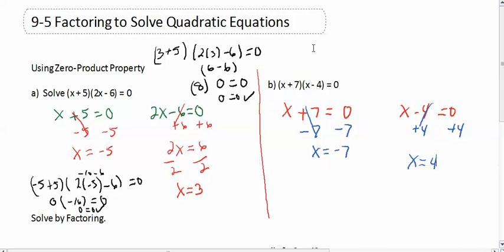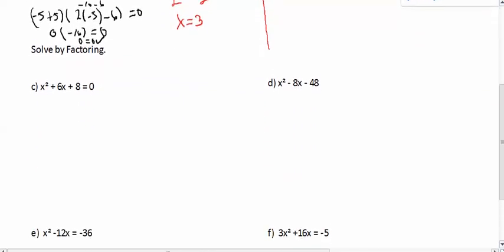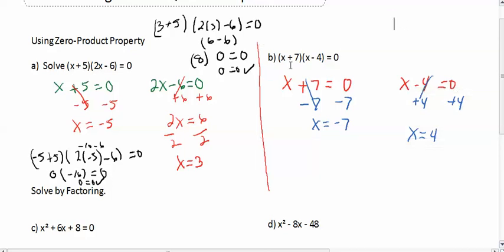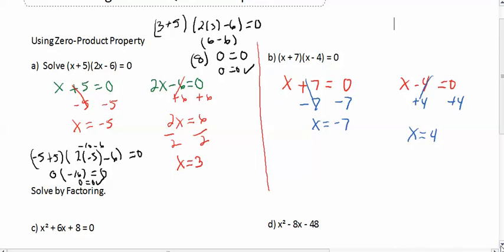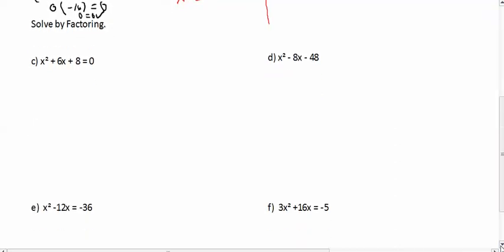Okay, now we're going to do the next part of this. We are going to solve by factoring. So this one, we didn't have to do any work to start with. These two were already in parentheses, and these two are already in parentheses. Now if we look down here, there's no parentheses yet. We need to factor to get our parentheses. So we know how to factor now.